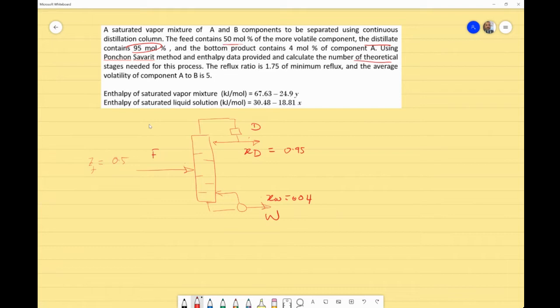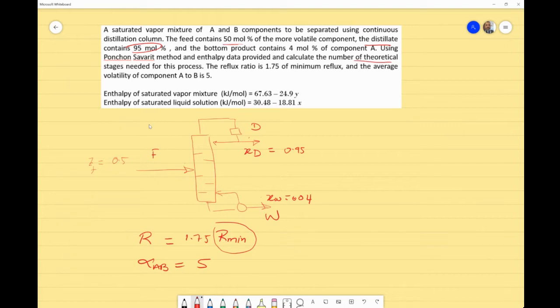Needed for this process, the reflux ratio is 1.75 times the minimum reflux ratio. So one of the pieces of information you are given is that your reflux ratio is equal to 1.75 times R minimum. Once you see this, that means you have to determine R minimum first. And the average relative volatility is given to be 5. So these are the information given.